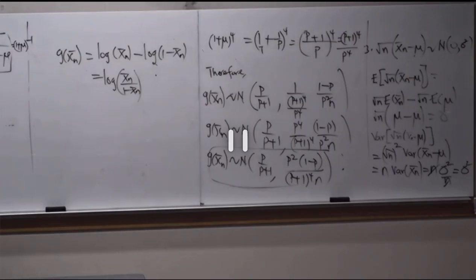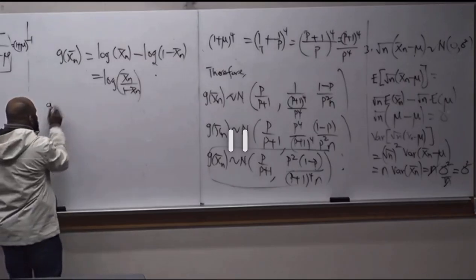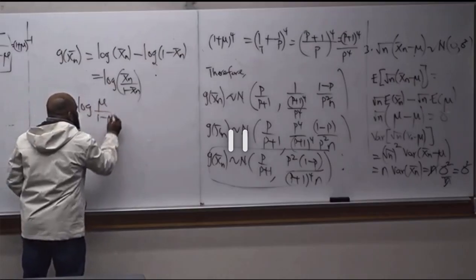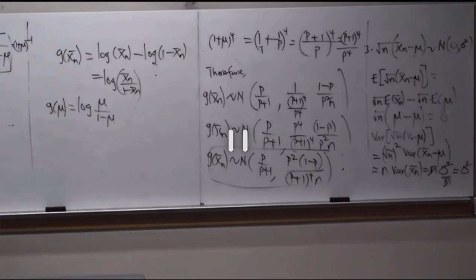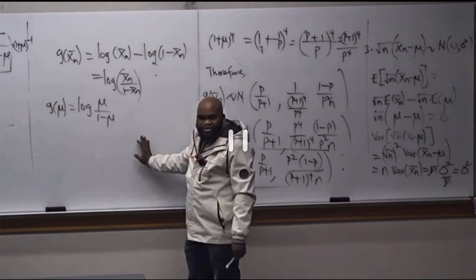Now, if I want to do this, I'm actually going to start again and say, okay, G of mu equals log of mu over 1 minus mu, the same way we started here. G of S bar equals that. We said G of mu equals that. We plug in mu for that. Right now, what I actually need to do is to differentiate.